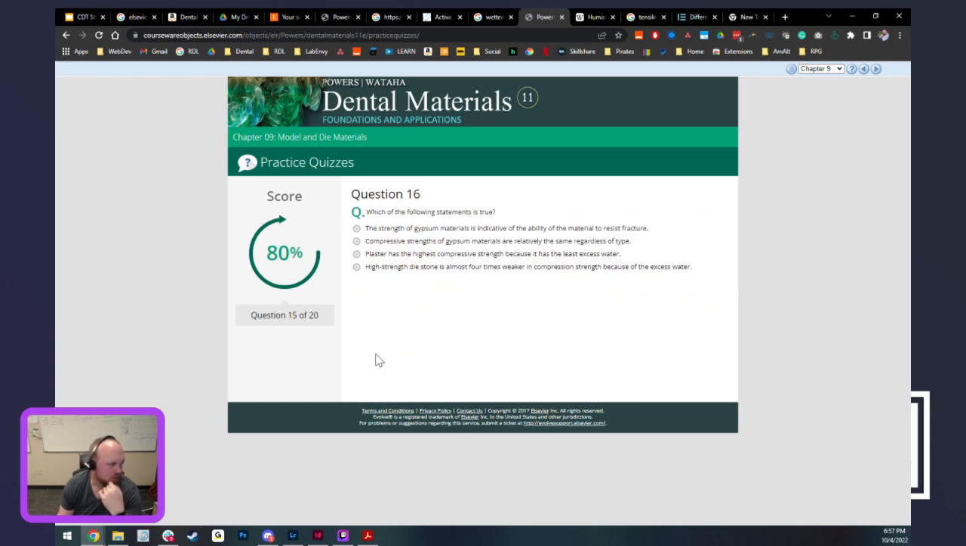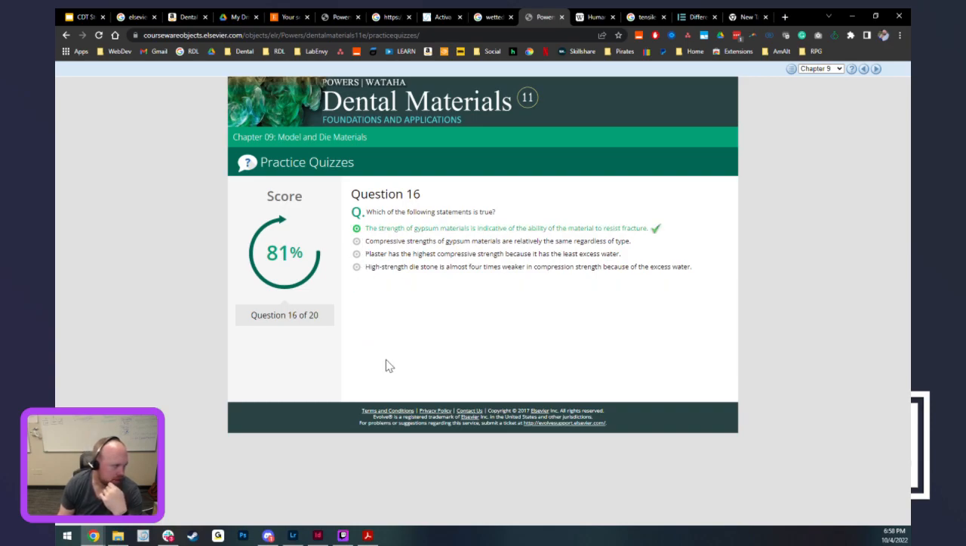Which of the following statements is true? The strength of gypsum materials is indicative of the ability of the material to resist fracture. Compressive strengths of gypsum materials are relatively the same regardless of type. No. Plaster has the highest compressive strength. High strength dye stone is almost 4 times weaker in compression strength because of the excess water. So the strength of the material, there you go.